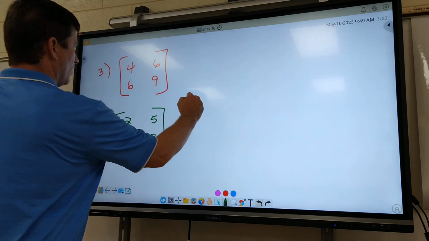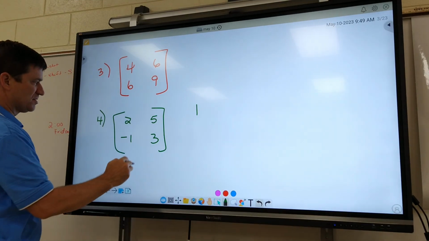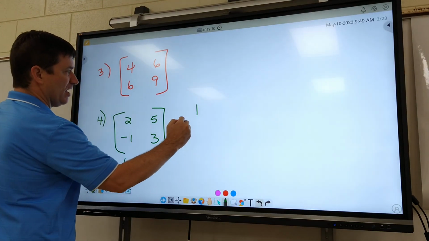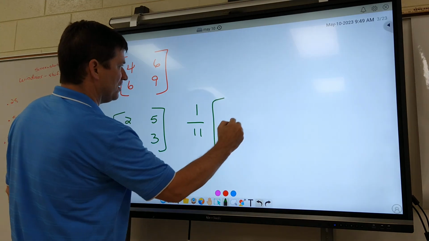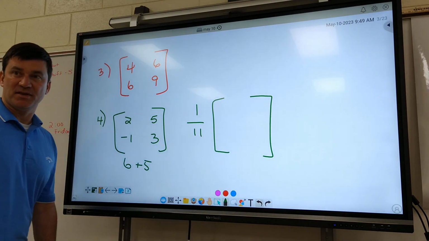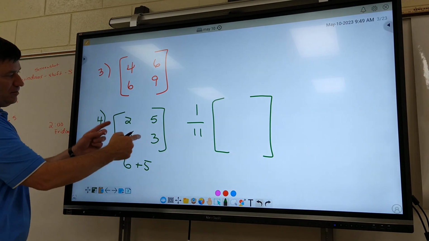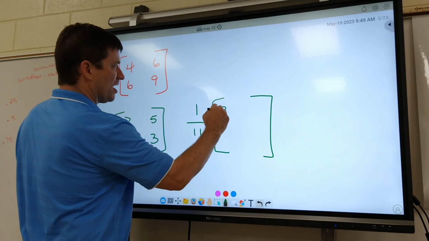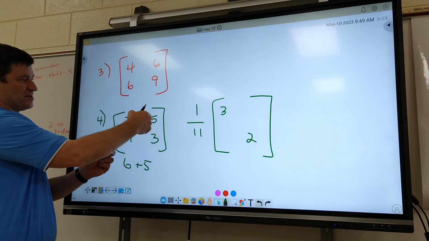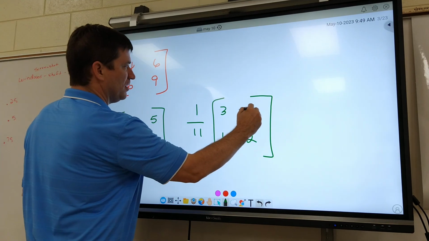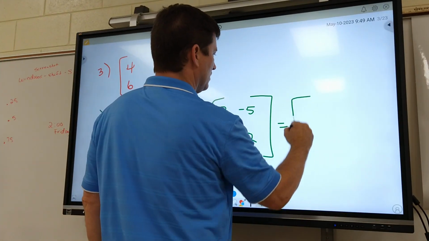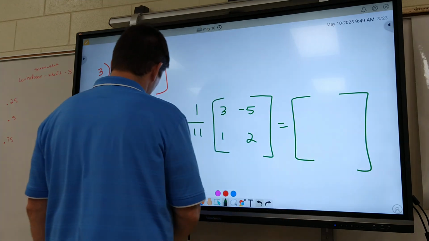Let's check 4. 2 times 3 is 6 plus 5. I got 11 on the bottom. That looks kind of yucky. I think that's right. All right, flip these two numbers on your first diagonal. You just flip the sign on these two. That'd be positive 1 and negative 5. All right, now distribute and let's see what you get.